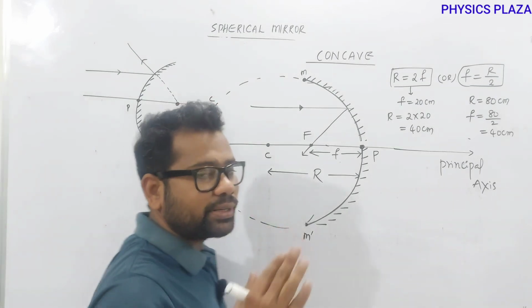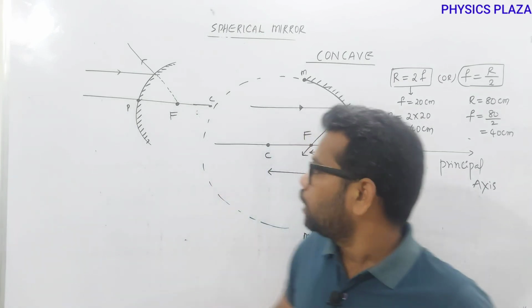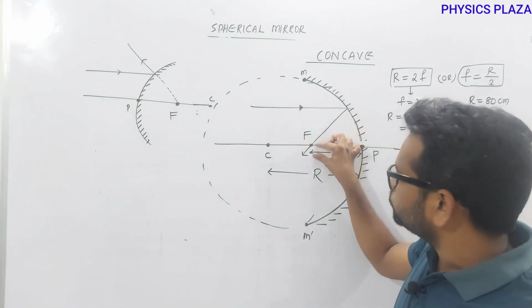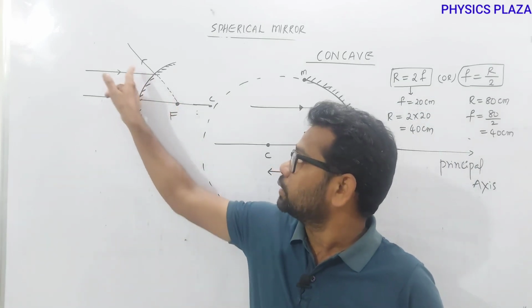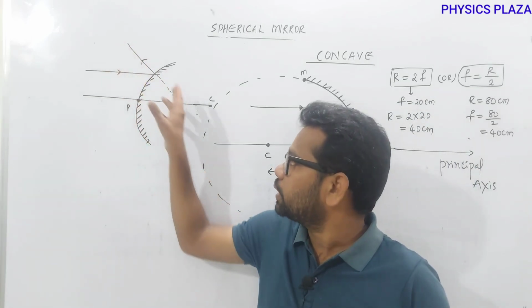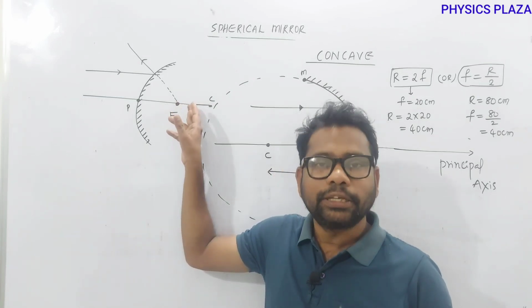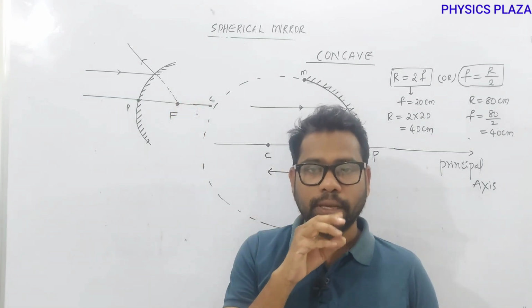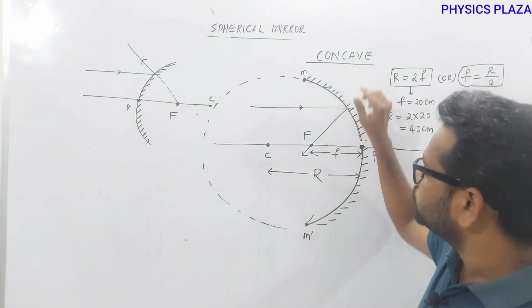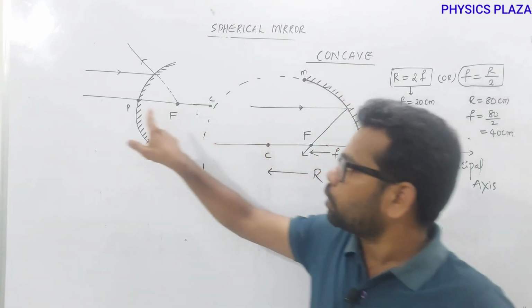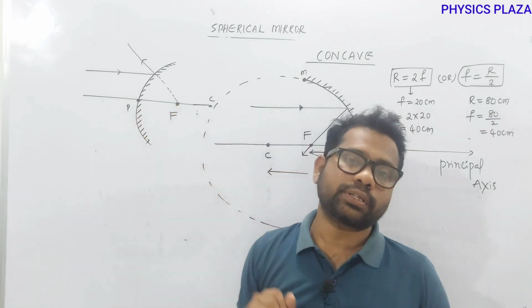So the main difference is that in the case of a concave mirror, after reflection, light rays will meet at this point. But whereas for a convex mirror, light rays appear to meet, means they appear as if they are coming from this point on the principal axis. This point is actually called the focus. And one more important thing, children: a concave mirror is said to have a real focus, but a convex mirror is said to have a virtual focus.